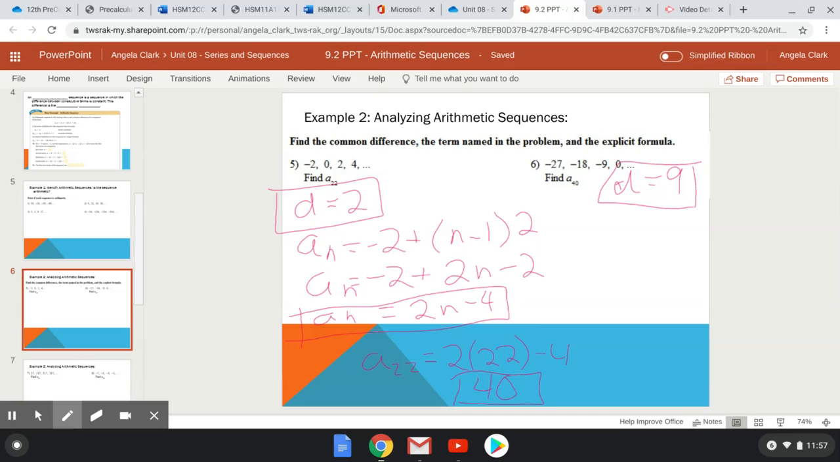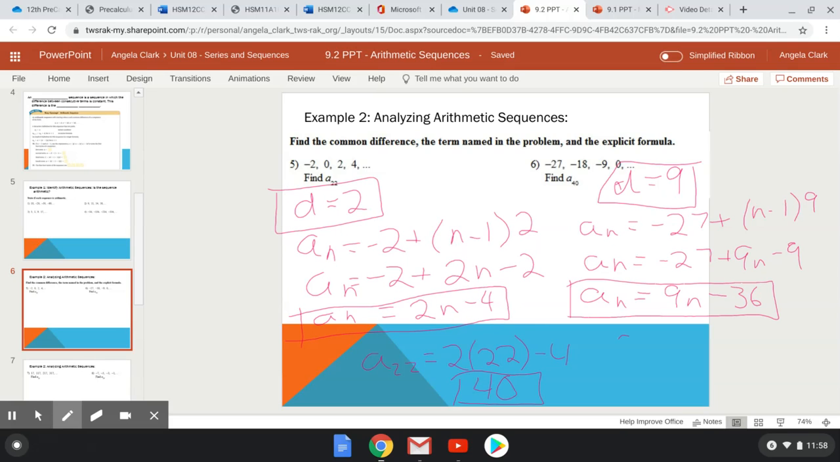And now we're going to find that explicit formula. So I have AN equals, the first term is -27, so that's what's going to go in front, plus n minus 1 times 9. So I have AN equals -27 plus 9n minus 9. So I'm going to combine like terms. I get AN equals 9n minus 36. So this is my explicit formula.